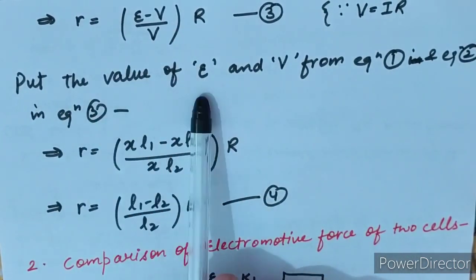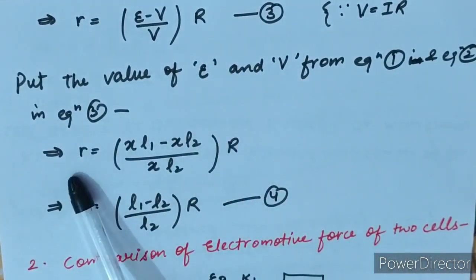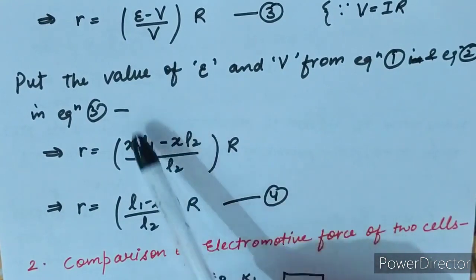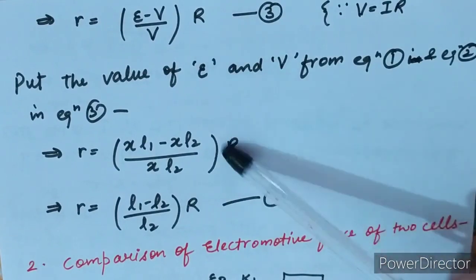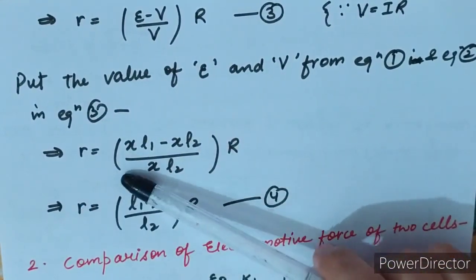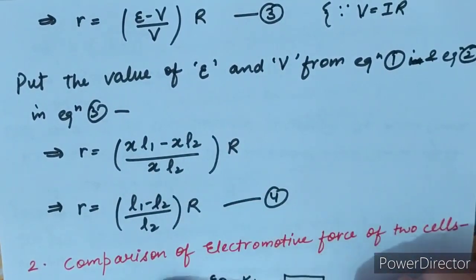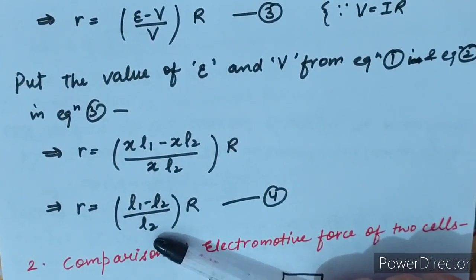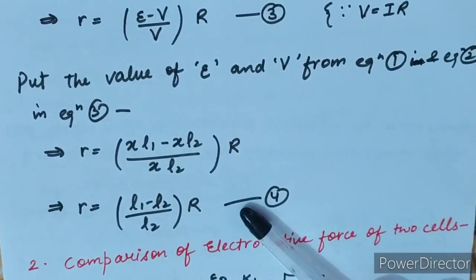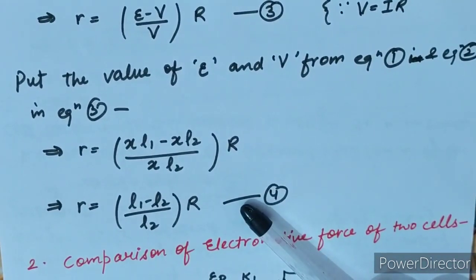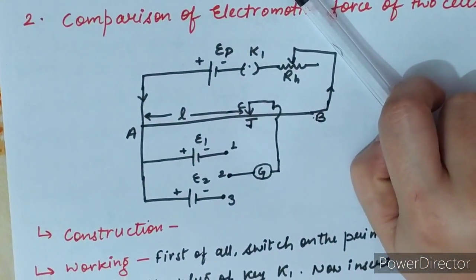So put the values of E and V from equations 1 and 2 in equation 3. Then r equals (XL1 minus XL2) upon XL2 into R. X and X will be cancelled out. So your value will be r equals (L1 minus L2) upon L2 into R. This is your equation number 4.